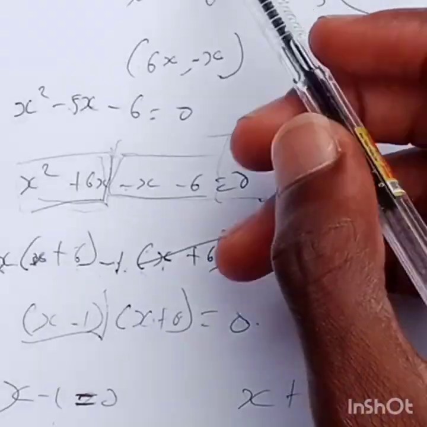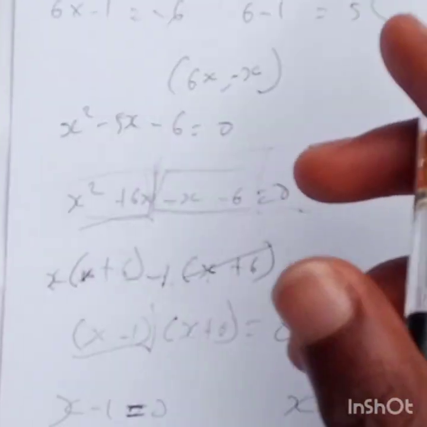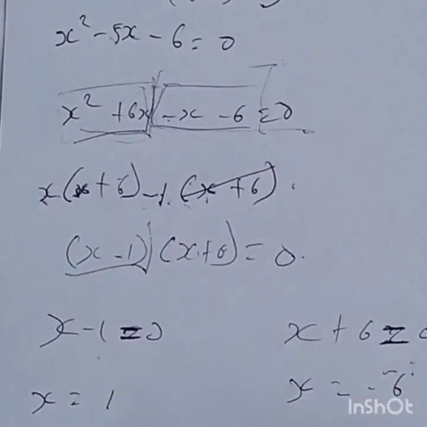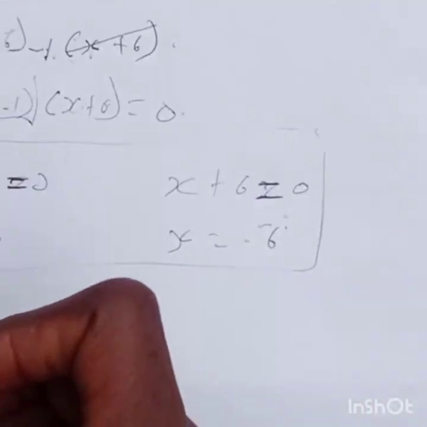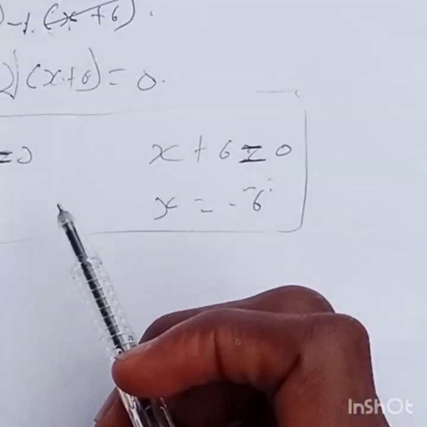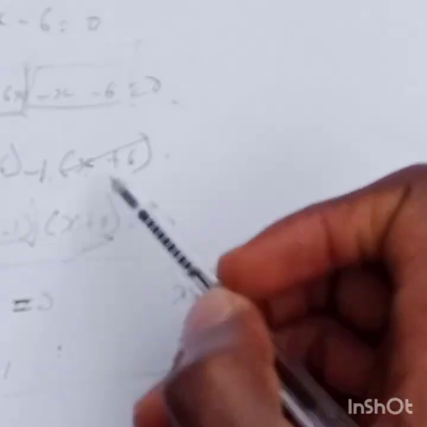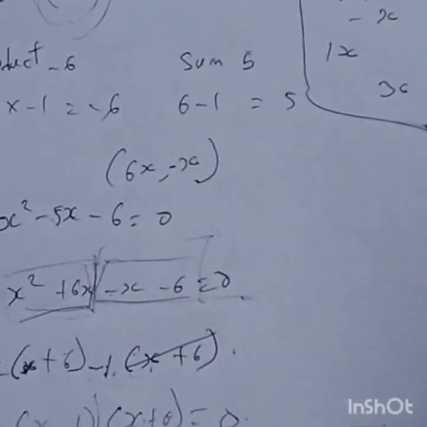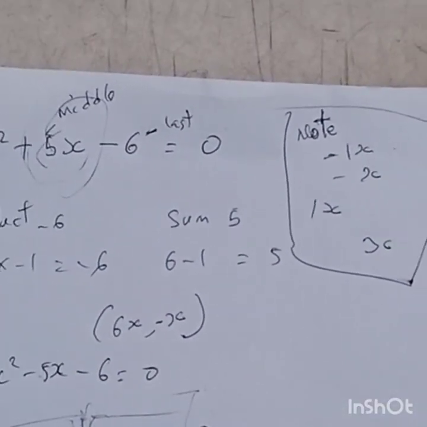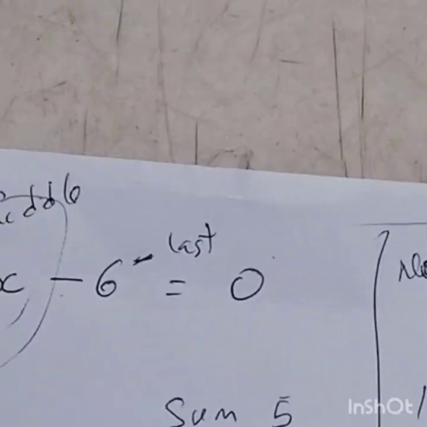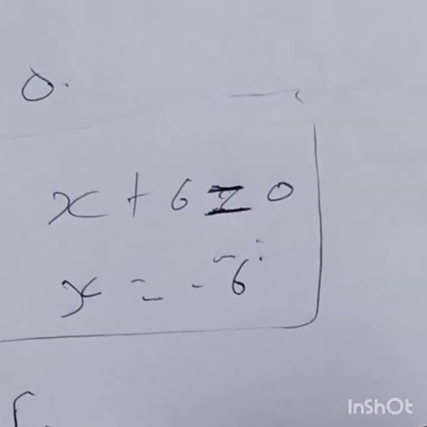If in our question it is just x squared plus 5x minus 6, and there is no equal to 0 there, there is no need for you to do this. But as long as there is equal to 0 there, you are asked to do this. If there is no equal to 0 there, this is your final answer. But in our question it is equal to 0. So our answer here is x is equal to 1 or minus 6.